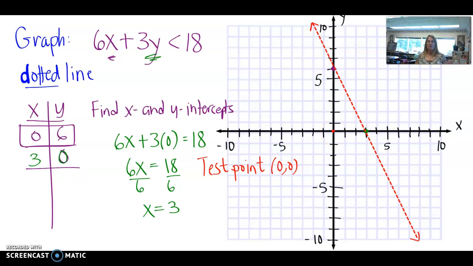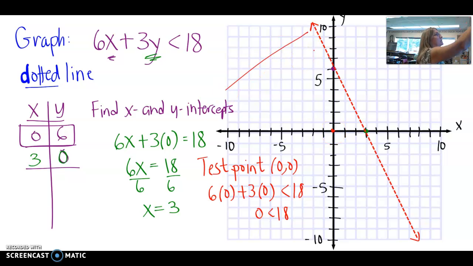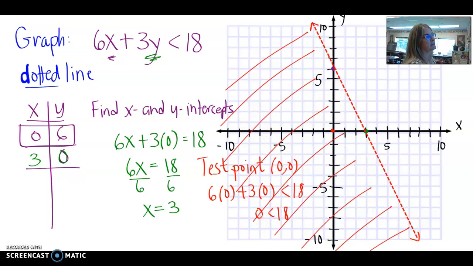I'm going to put it in the inequality. If it makes the inequality true, I'm going to shade that half. If it makes it false, I'm going to shade the opposite half. So putting in 0 for x and 0 for y, this entire side is going to end up being 0, because 6 times 0 plus 3 times 0 is 0. Is 0 less than 18? And yes, it is. So this is a solution. Any point that you pick over on this side should be a solution, and we can check it. I'll just check the other side.